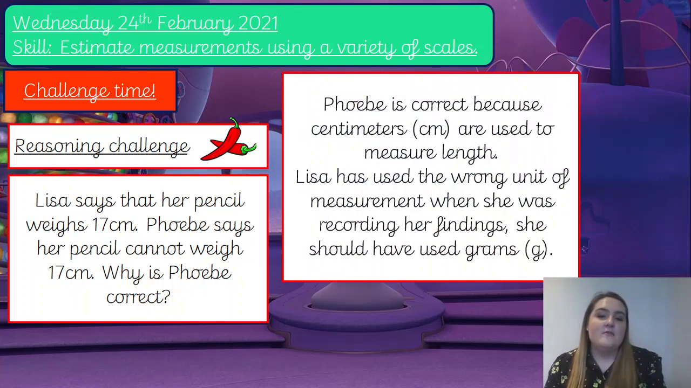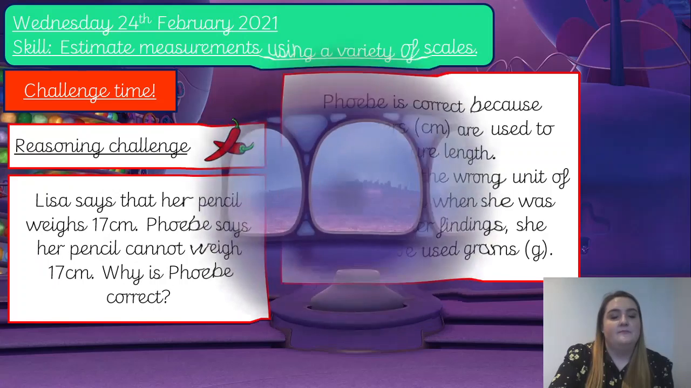Okay, Phoebe is correct because centimetres are used to measure length. Lisa has the wrong unit of measure when she was recording her findings, so she's not put the right unit of measure down. She should have used grams, okay? So well done if you said that centimetres is wrong because centimetres is for length, but even better if you could identify that actually she should have used grams.